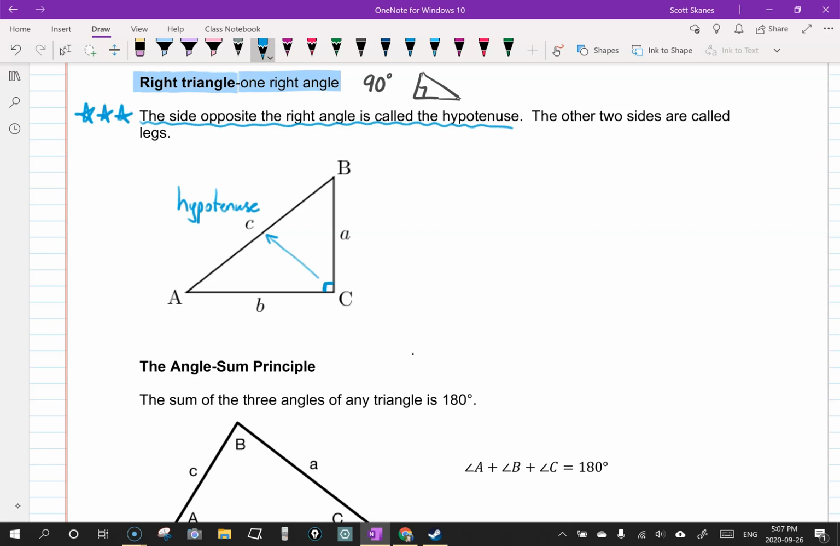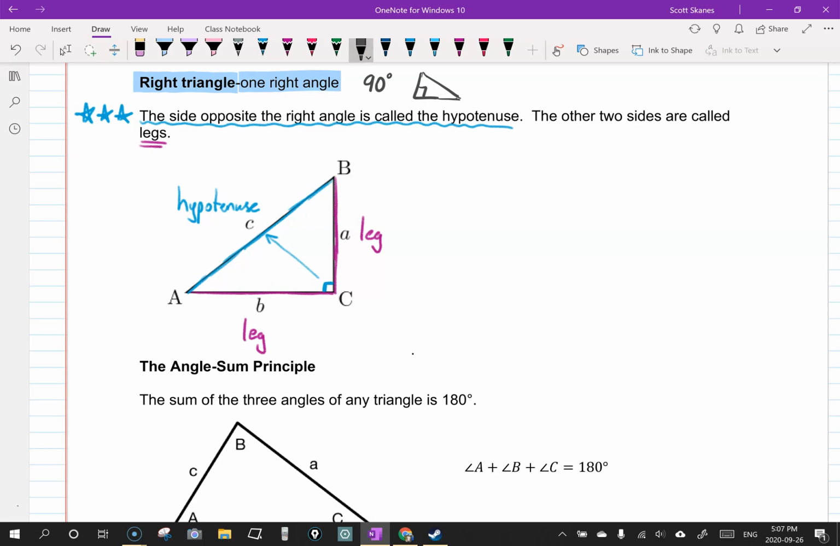The other two sides are called legs. So B is one of the legs, A is one of the legs. And the reason it's called legs is you can think of C being kind of our most important angle. C is most important because it gives us our hypotenuse, and then the leg comes out from that corner. I don't know if that's the official reason why we call it legs, but that's the way that I think about this. Of course, we can draw the hypotenuse in blue here.